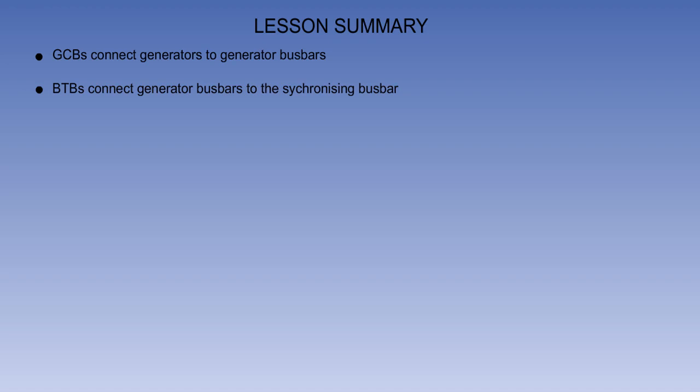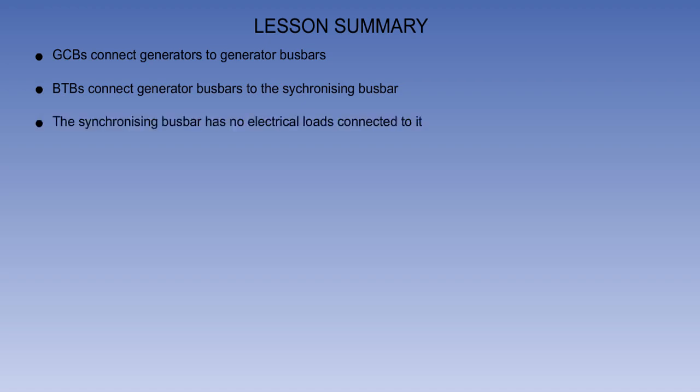That is the end of the lesson. The following are the main points you should take from it. Each generator is connected to its own bus bar through a 3-phase relay, known as the generator circuit breaker or generator control breaker. To operate the generators in parallel, they are connected through their respective generator bus bars to a synchronizing bus bar by bus tie breakers or BTBs.